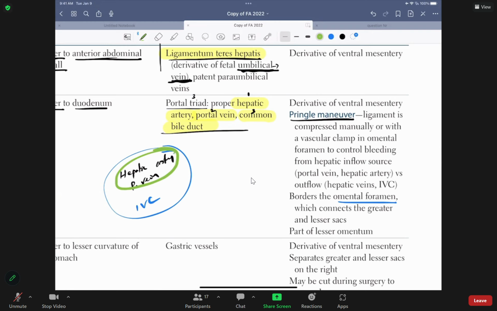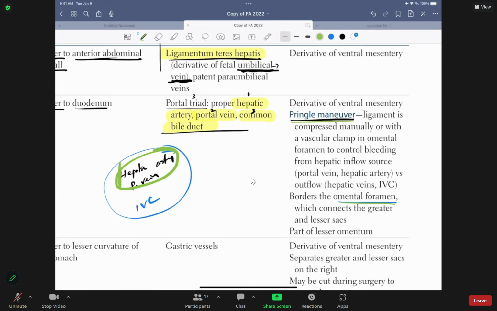I repeat one more time. When I put my finger in the omental foramen, okay? And another word for omental foramen is epiploic foramen, if you heard that name. If I put my finger in there, I'm literally compressing hepatic artery and portal vein. Is everybody clear, folks? So what we do in a Pringle maneuver, the patient is bleeding, I need to find out where they are bleeding from. So I put my finger in the omental foramen. As soon as I put the finger, if the bleeding stops, that means they are bleeding from one of these two structures. Is that clear, folks?